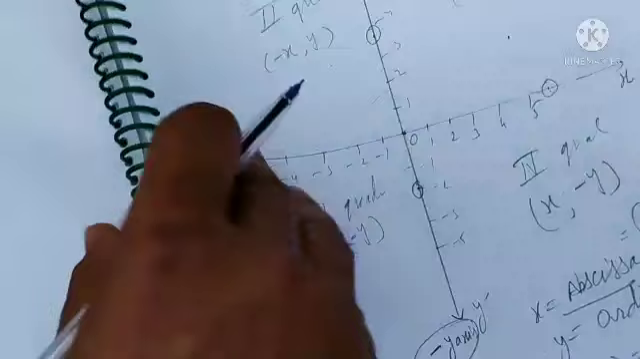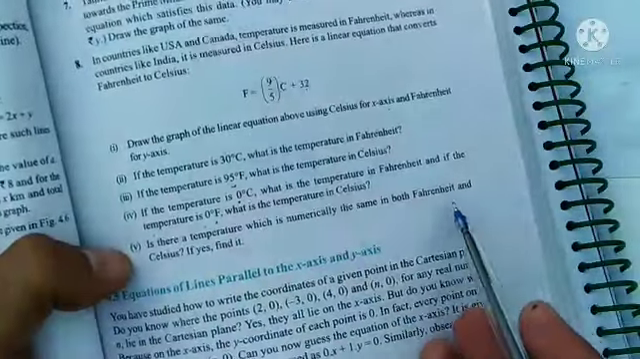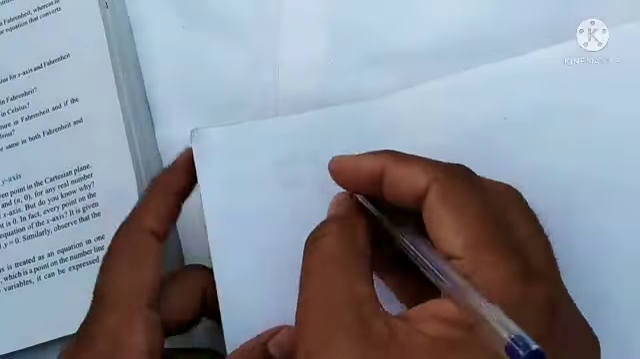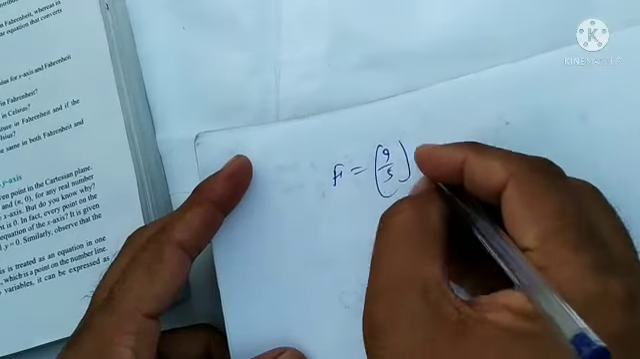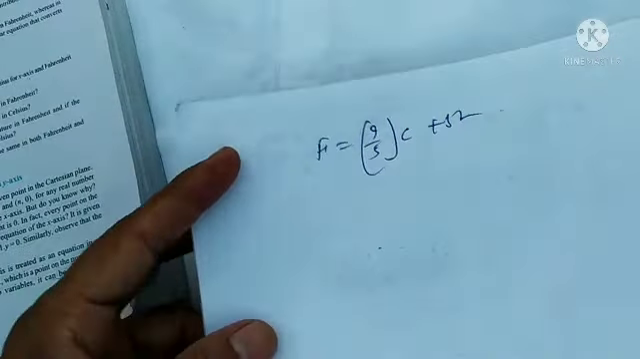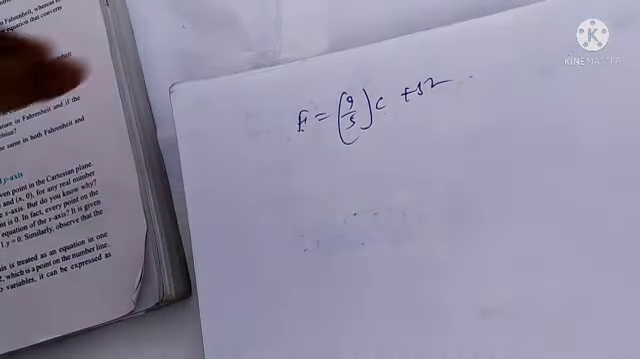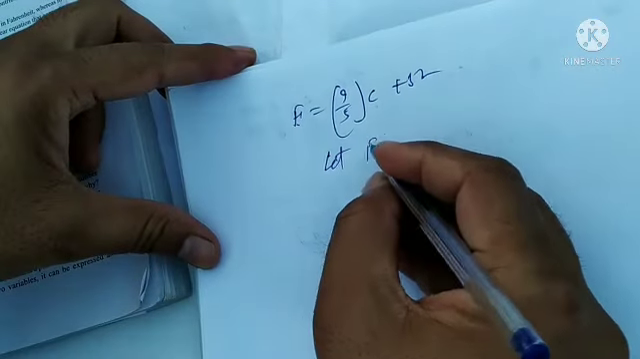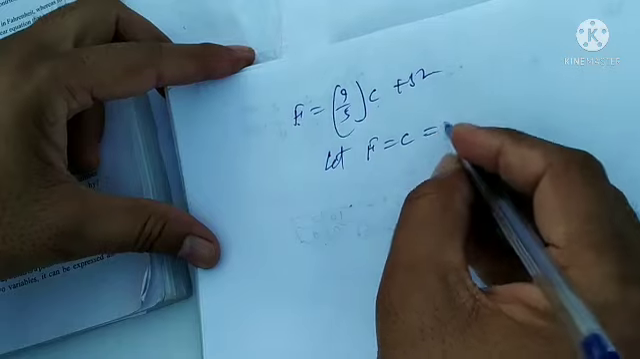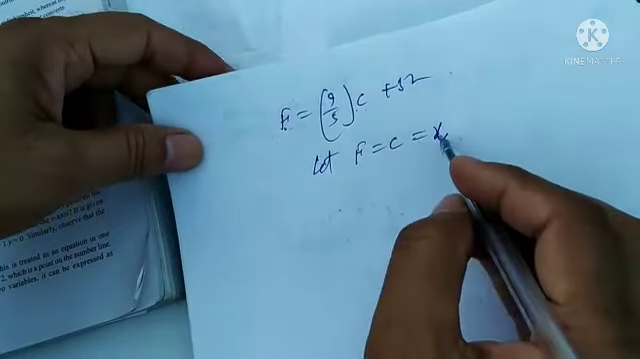Now the last part. The question is asking: is the temperature numerically the same on both Fahrenheit and Celsius? Yes. How can you say? Again write the formula: F is equal to 9 upon 5 C plus 32. For which temperature will both numerical values of F and C be equal? We can do this question very easily. Let F is equal to C is equal to X. Suppose in the place of F and C we take X.